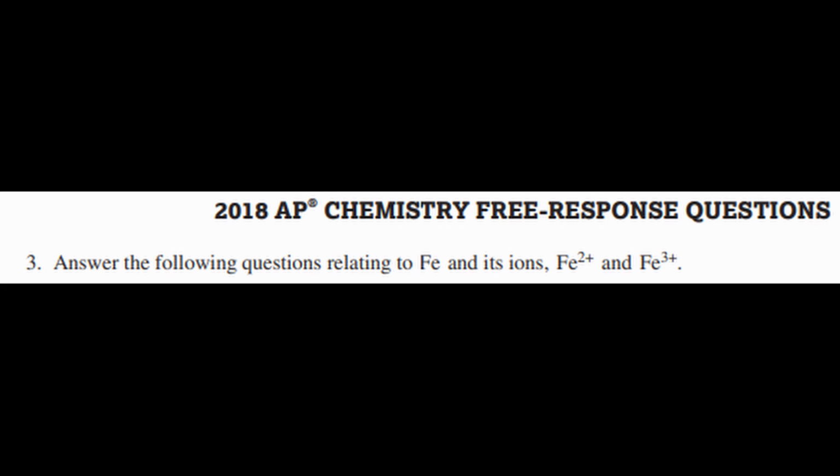Hi everybody, today we're going to be discussing the AP Chemistry 2018 FRQ number 3, which talks about titration, ion properties, and a little bit of stoichiometry and lab technique.